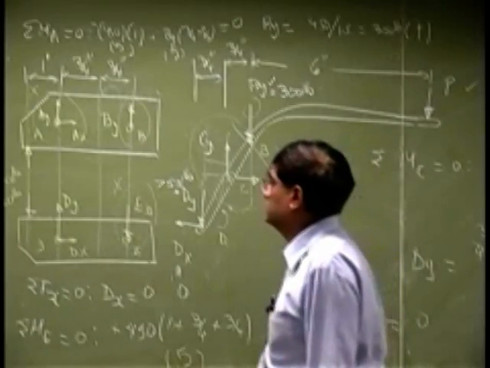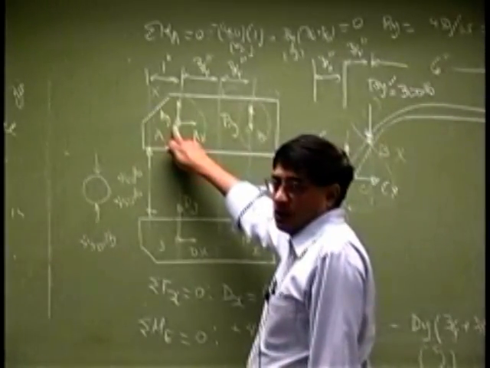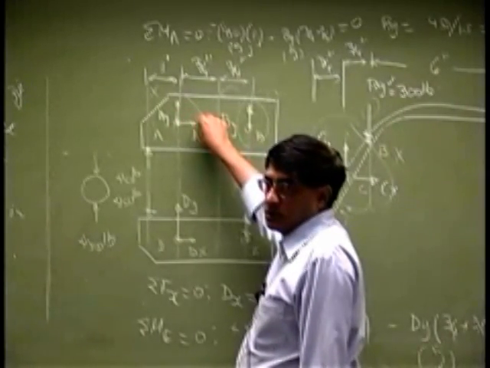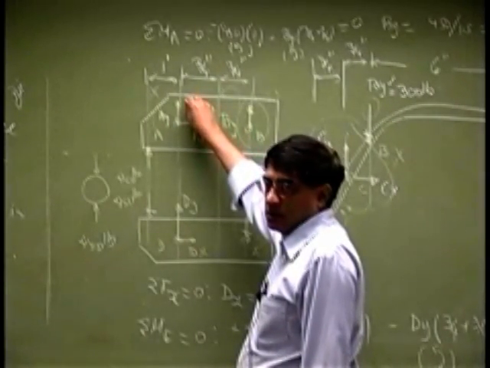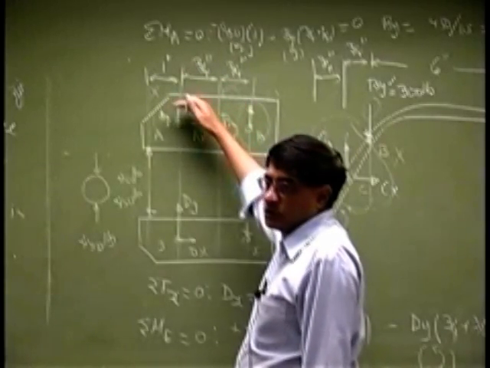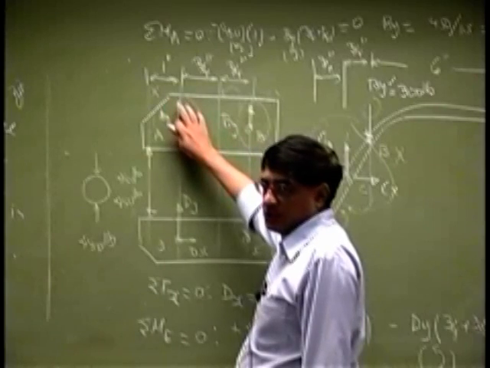For point A, this is a pin, so I could just simply choose AX and AY. I could choose going this way as well as this way, so I just chose the positive directions. That's just for this point.